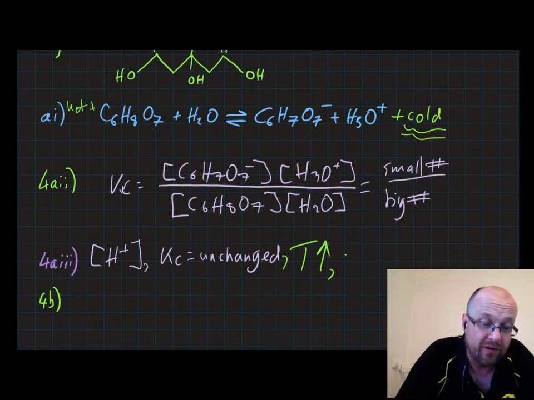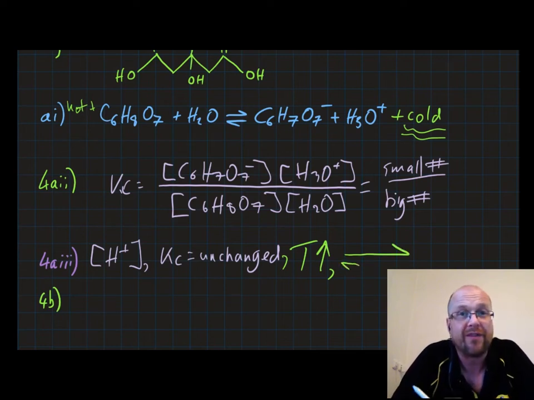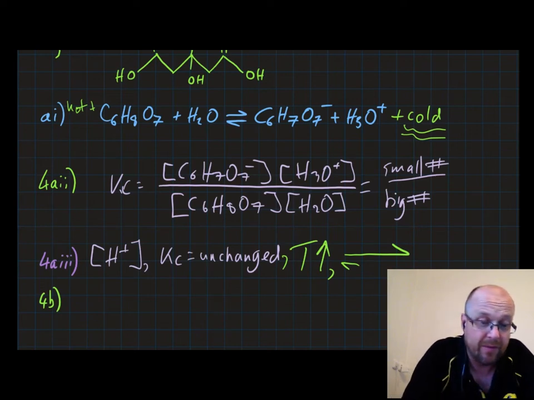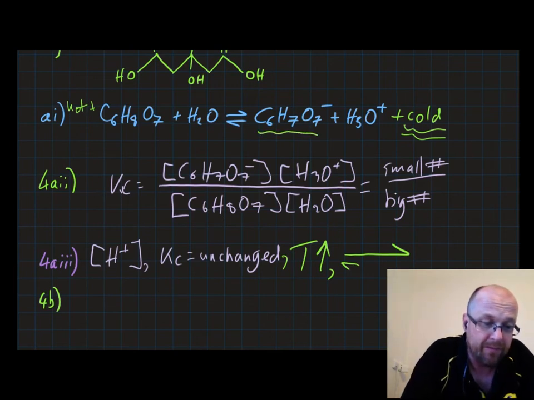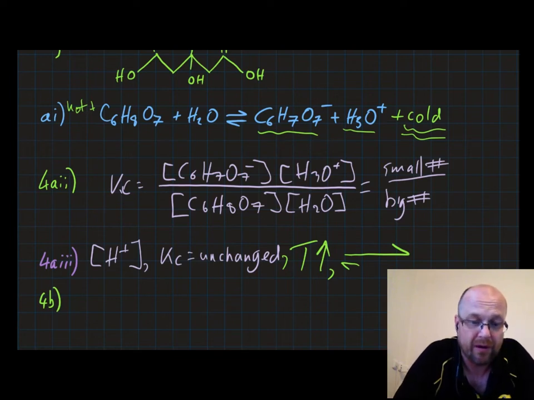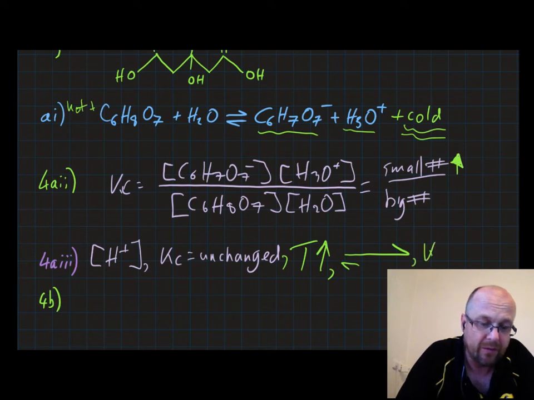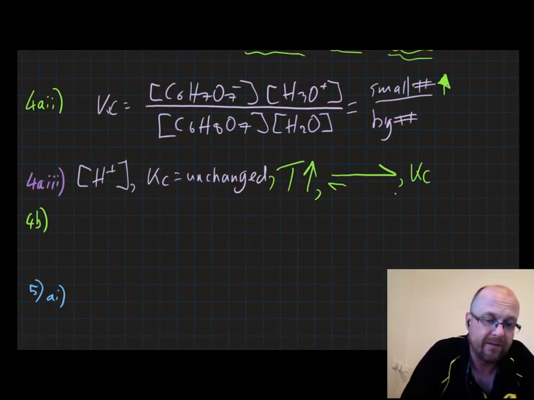So the equilibrium will shift to the right, but you still don't have your point, because they want to know the effect on Kc. Well, if it shifts to the right, there's going to be more cold, whatever that means, but there's also going to be more of the products. And that means that this number is going to get bigger, the number at the top, which will mean Kc will also get bigger. So Kc increases.